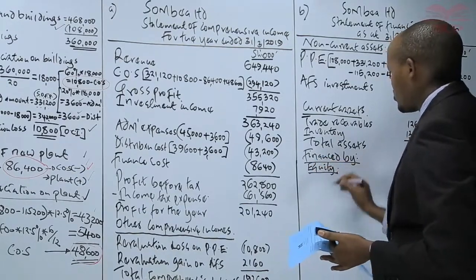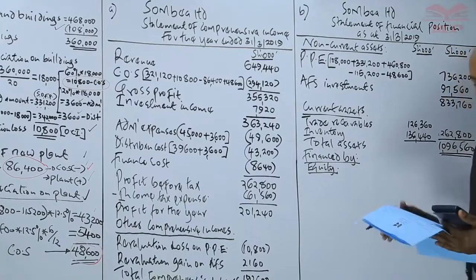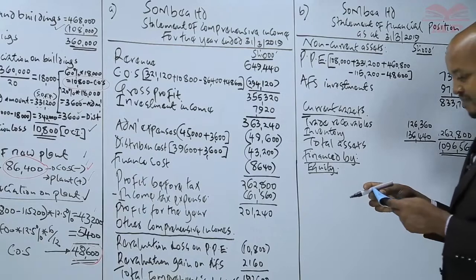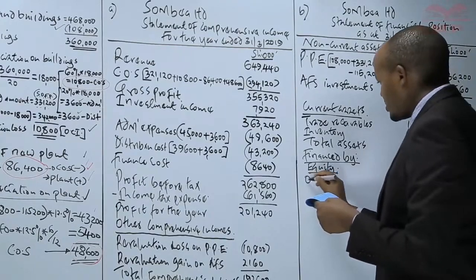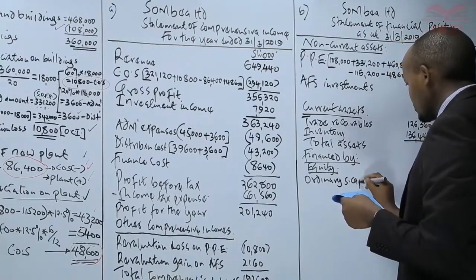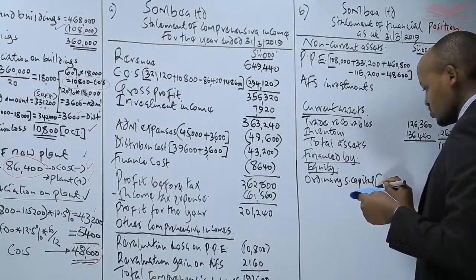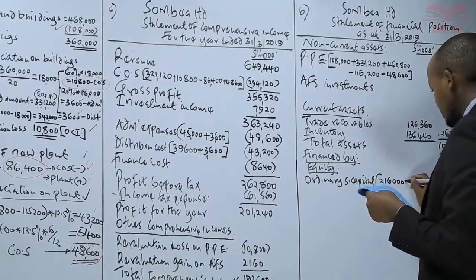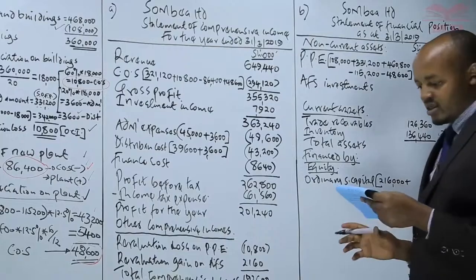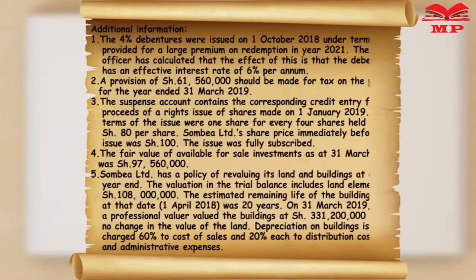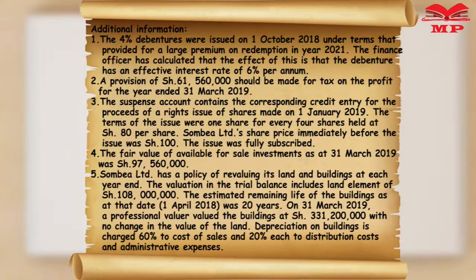Equity, this is ordinary share capital and reserves. Now let's start with the ordinary share capital. The ordinary share capital which we have in the trial balance is an amount of 216,000. But this will have to change because there was a rights issue made by the company as per note 3, but the company had not credited the shares which were issued in the ordinary share capital.